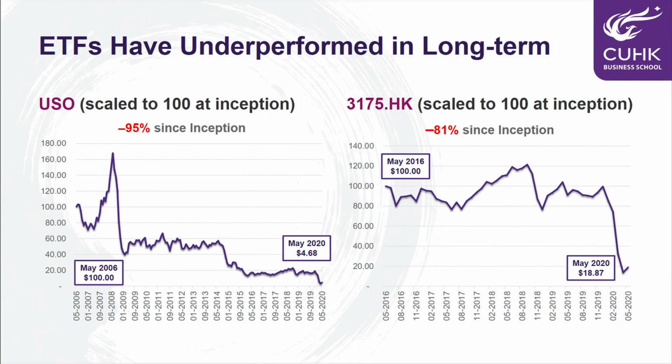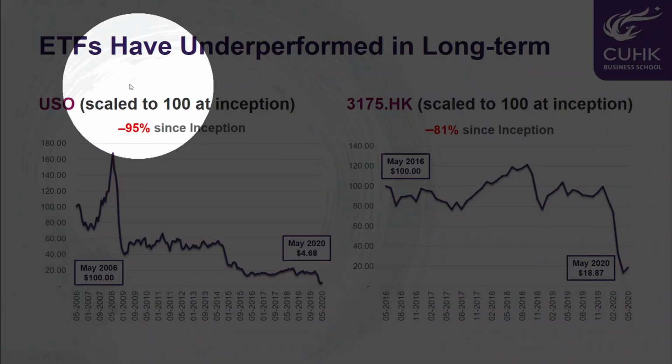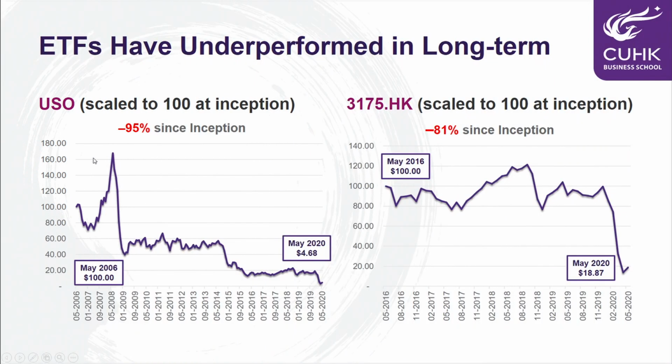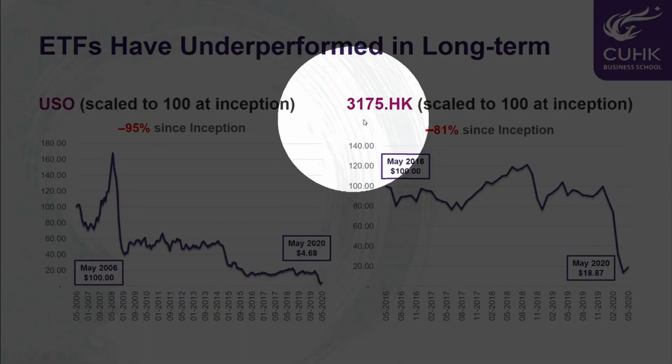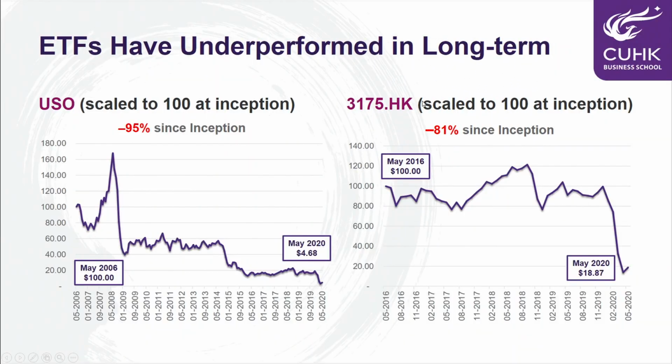Now, let me visualize the impact to you. So what I did is, I tried to pick out 2 examples. One is the USO. USO is the largest oil ETF in the United States. And the other one is the Samsung Crude Oil ETF, 3175. So we can trade this in the Hong Kong stock market.